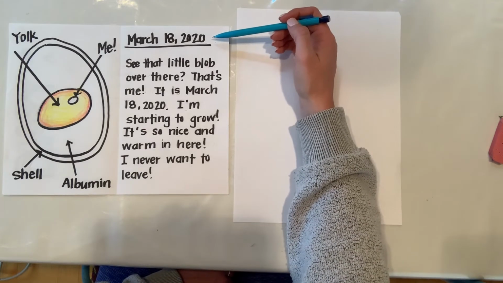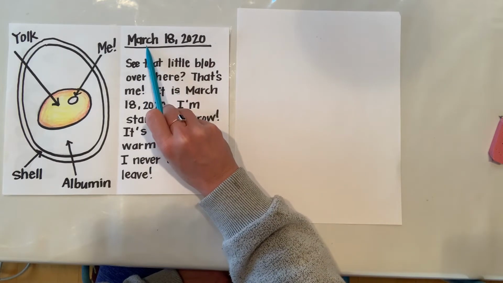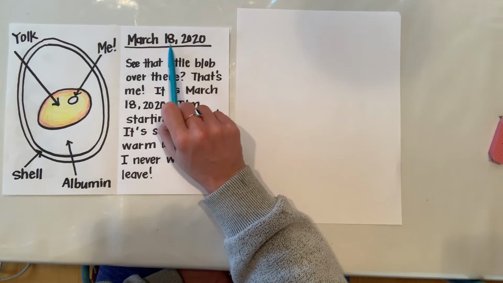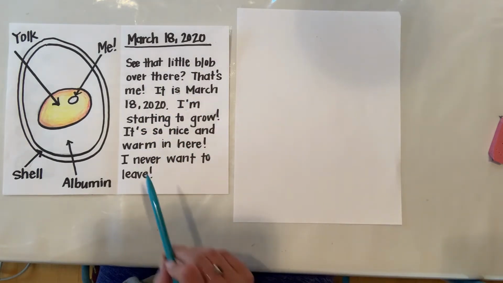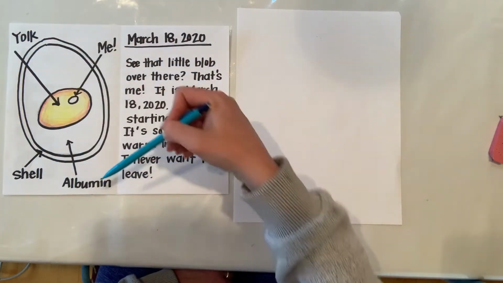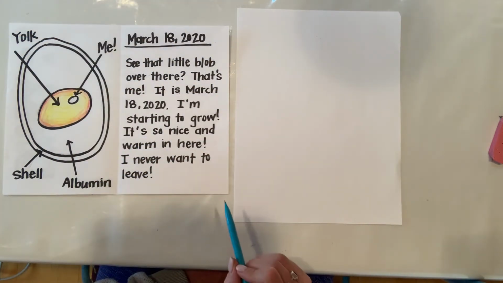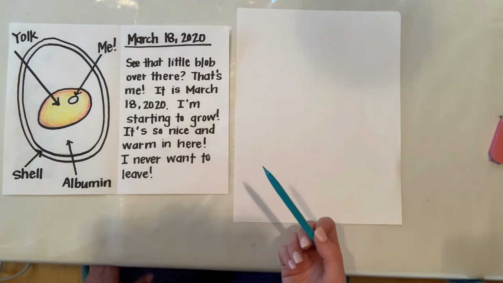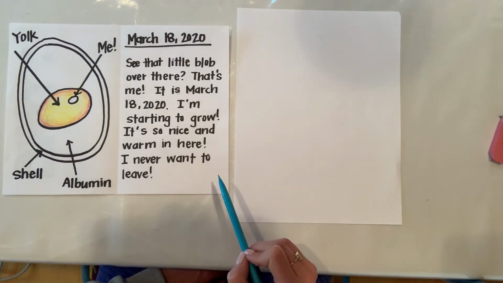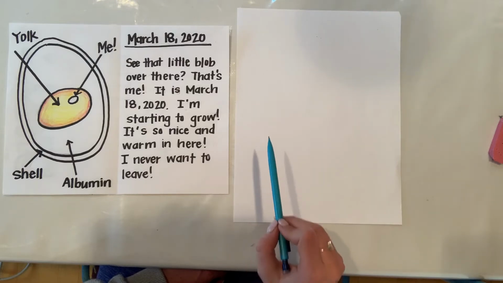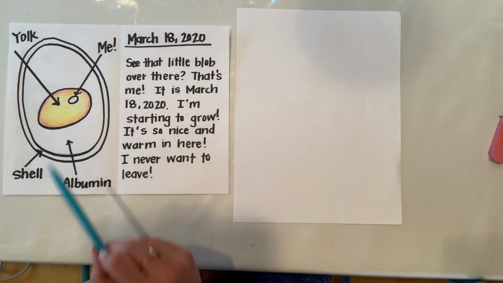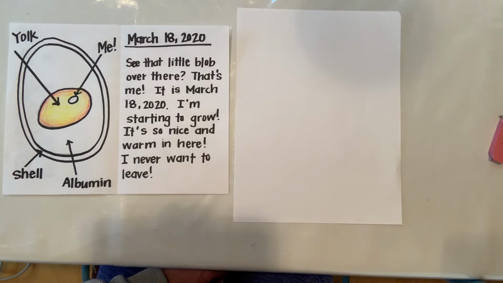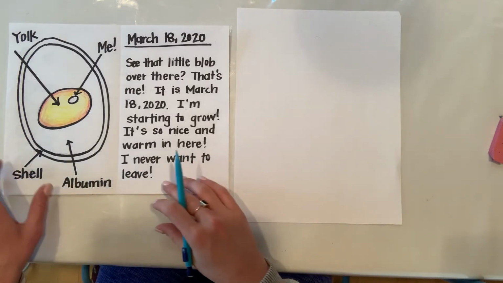Okay, so don't forget to put in a date. So I put March 18th, 2020. Maybe you want to do it as today's date, okay? Maybe you just want to do just the egg. That's fine too. As you're writing it, make sure you say something about how you are the baby chick and you are growing into something. You're the egg and you're growing into a chick, okay? And so this is kind of what you can do for your first one.